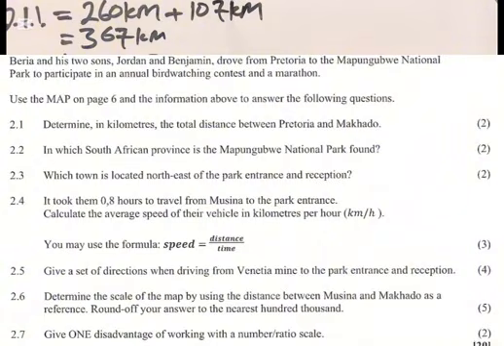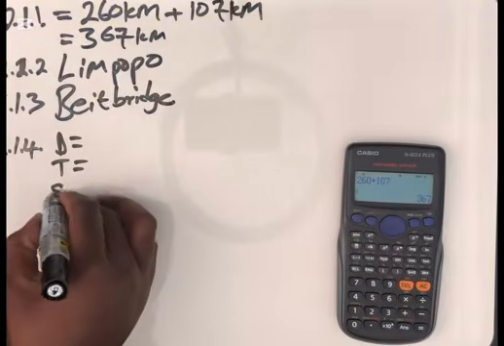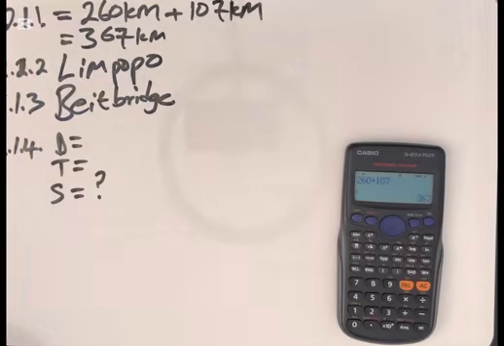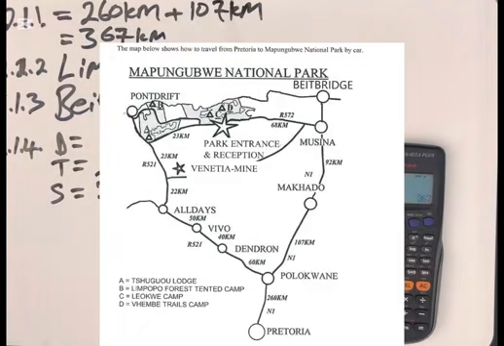2.1.4 says that it took them 0.8 hours to travel from Musina to the park entrance. Calculate the average speed of the vehicle in kilometers per hour. You may use speed is equal to distance over time. So we must look for the distance and the time, and speed is what we must calculate. The distance is the distance from Musina to the park. If you check here, it is 68 kilometers.